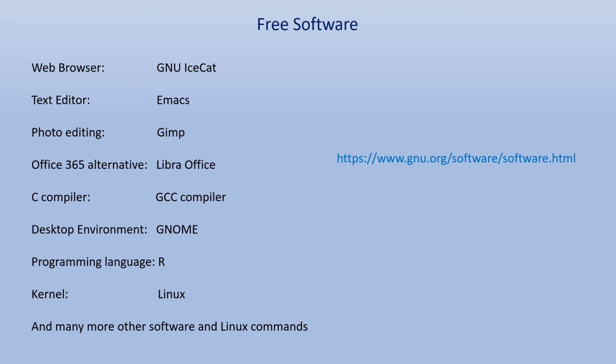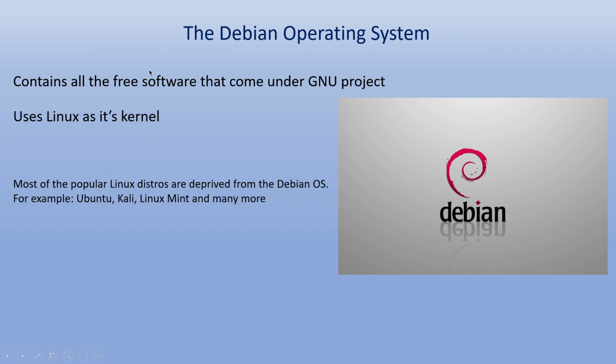Okay, so now here's the scenario. You have all the software like a web browser, a text editor, and also a compiler, and most importantly you have a kernel. So what can you make from that? And I think you have guessed it right, an operating system. And that's what the GNU developers did. They created the Debian operating system, which contains all the free software that we discussed previously, and it uses Linux as its kernel. Now what is important about the Debian operating system is that most of the popular Linux distros in the market are derived from the Debian operating system, like Ubuntu, Kali Linux for penetration testing, Linux Mint, and many more are all derived from Debian.